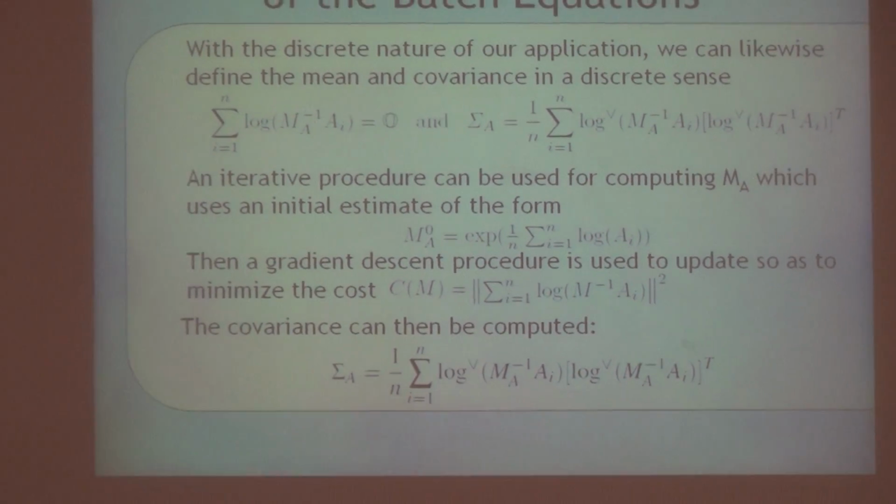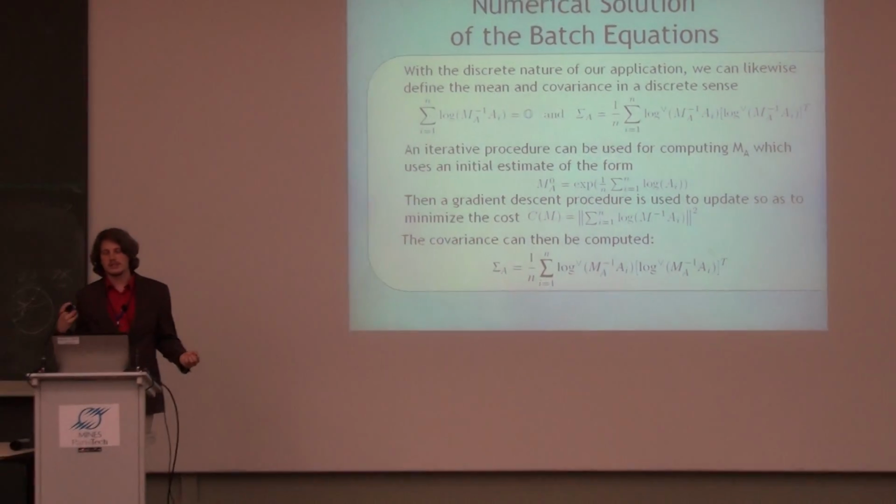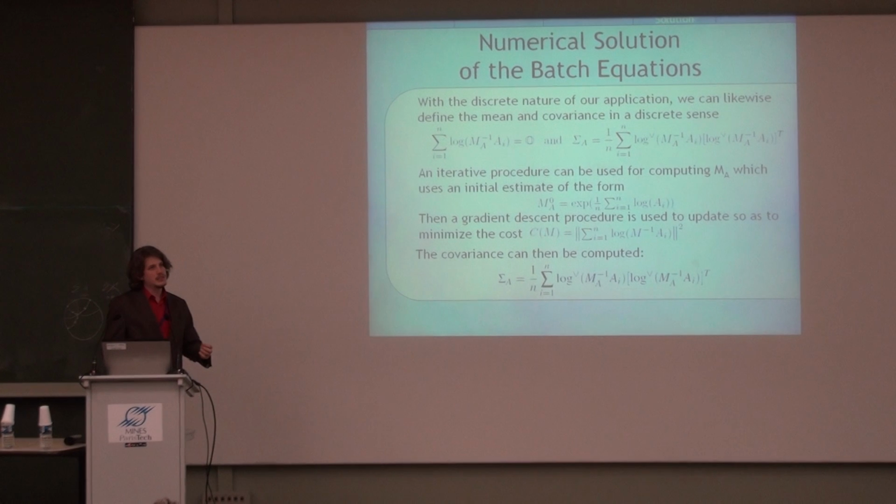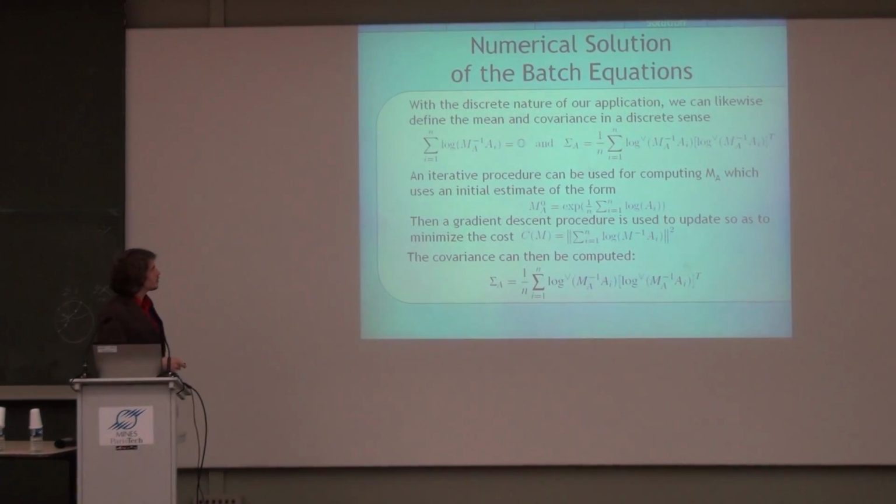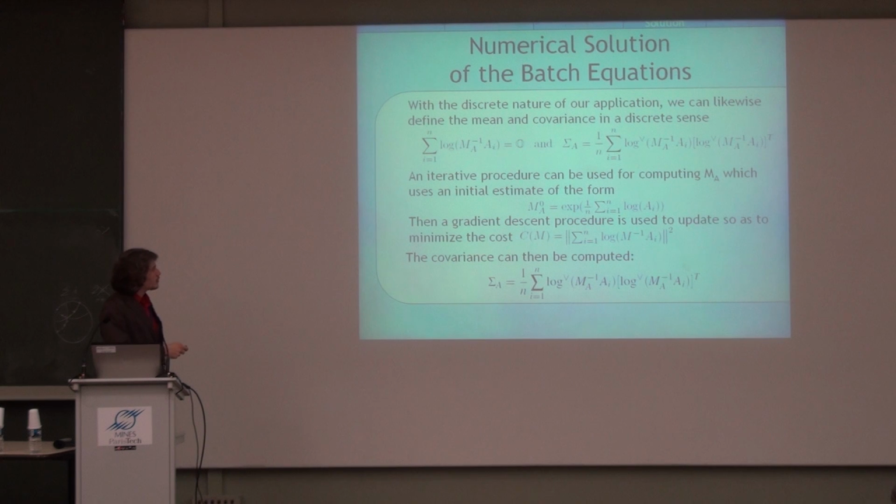And so, of course, in our application, all of these sensor measurements are discrete. So we are dealing with going from the discrete world to probability distributions. So we can define the discrete mean and the discrete covariance as such. And we can use an iterative procedure for calculating the mean. Finding the mean is the more difficult part. So we start with an initial guess of the mean, and then we use gradient descent to minimize this cost function, and that brings us closer and closer to the mean. And then once we have the mean, we can calculate the covariance as seen here.